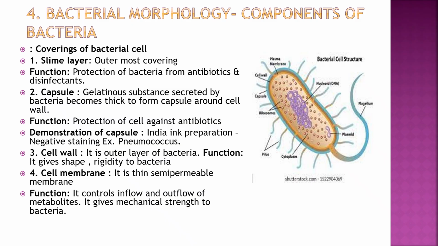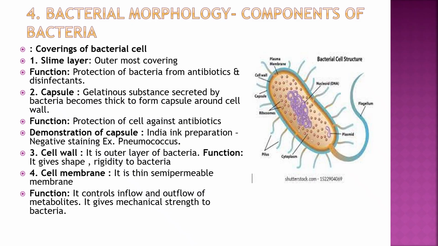It is a gelatinous substance secreted by bacteria which becomes thick to form a capsule around the cell wall, and its function is protection. It is demonstrated by India ink preparation, that is negative staining. Examples of capsulated bacteria are pneumococcus, and among fungi, cryptococcus.